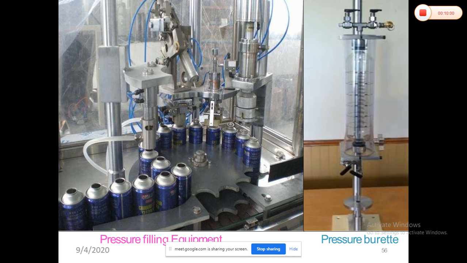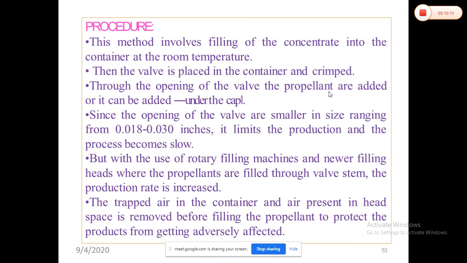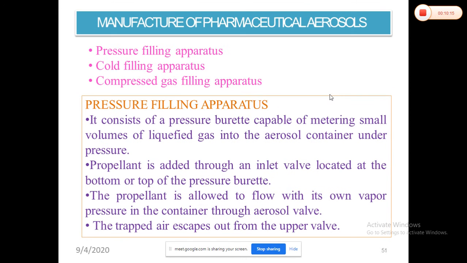From the top valve we can maintain the pressure of the burette, that is, how much pressure you want to apply in it. We'll see in detail. This pressure filling apparatus consists of the pressure burette, which is capable of metering the small volume of liquefied gas into the aerosol container under pressure. It is positive pressure that they have generated.